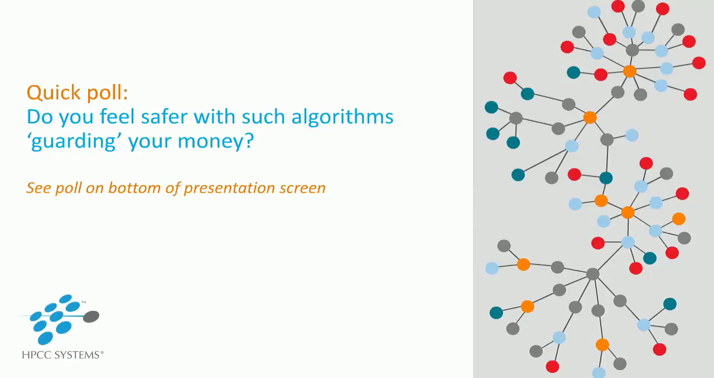Now a quick poll. Do you actually feel safer with such algorithms guarding your money, in the sense? While you give your answers, I just have another thing to cover, which is the human activity recognition.